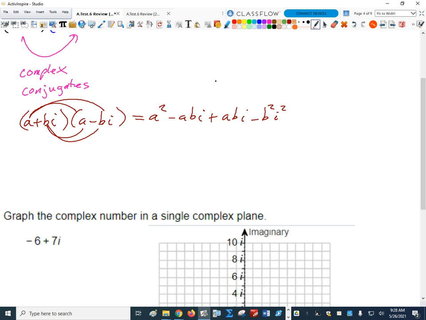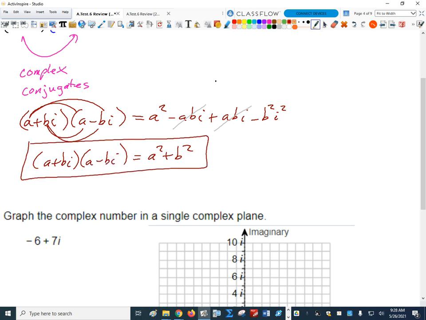And look what happens. Those cancel out, don't they? Those are like terms, right? Anybody see that? And so I just end up getting a squared plus b squared. That's always true. When I multiply complex conjugates, I always just get a squared plus b squared. Okay. Put a box around that.